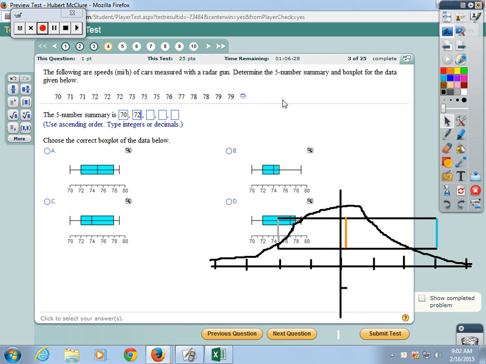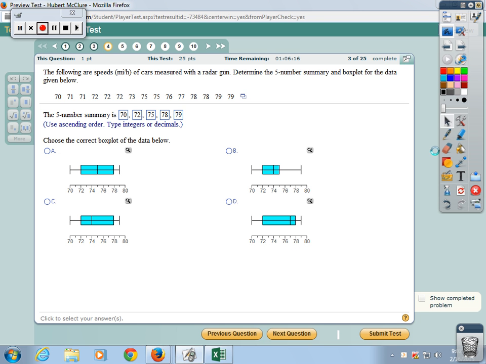72, 75, 78, and 79. Now, let's look at these. Sometimes you don't have to look at them too hard. Sometimes you have to look at them a good bit.